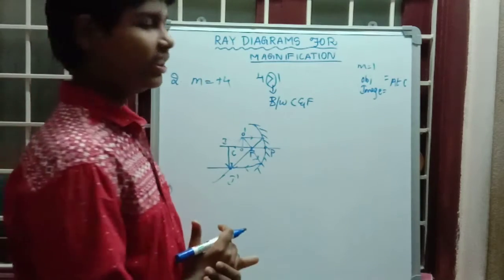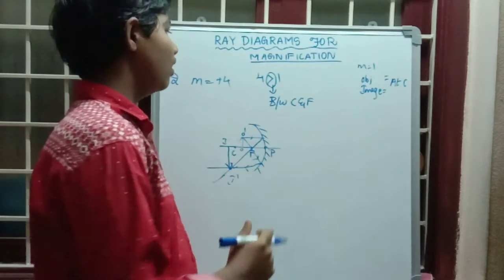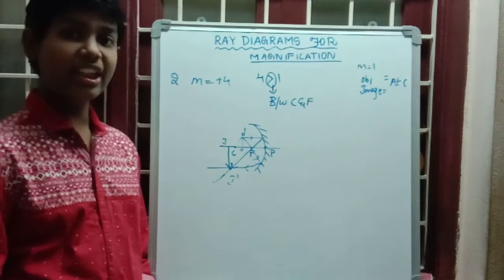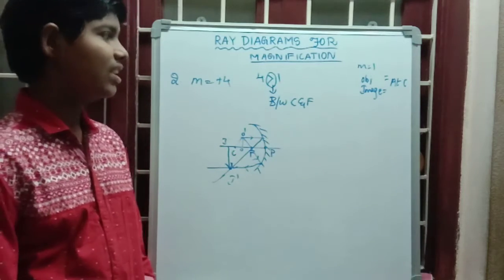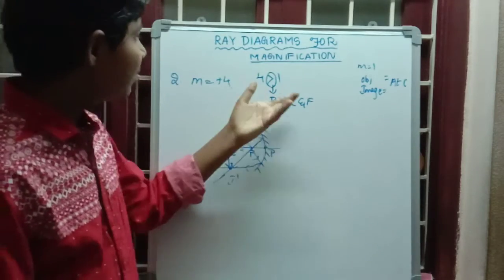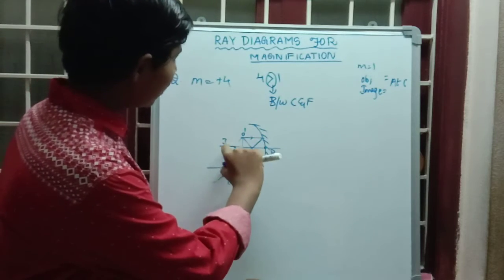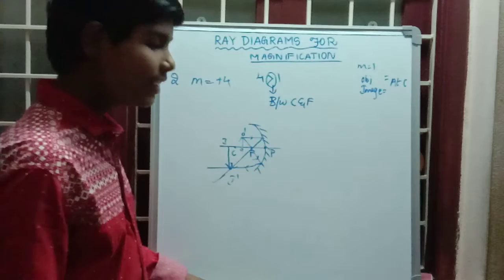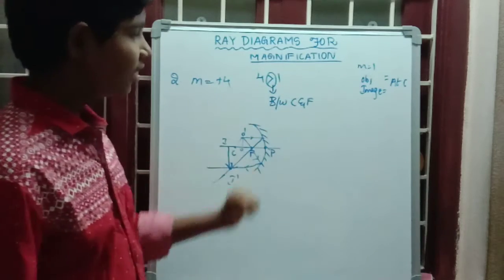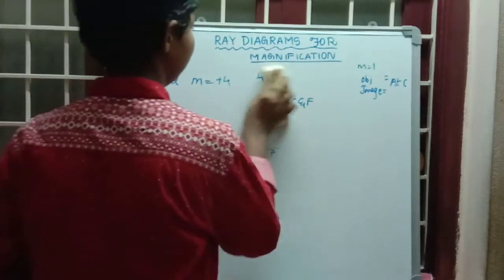When the values are given, we just have to see first whether it is greater than 1 or less than 1, so we get enlarged or diminished. Image enlarged means the image is beyond C and the object is between C and F. So this is simple. Now let's see the third example.